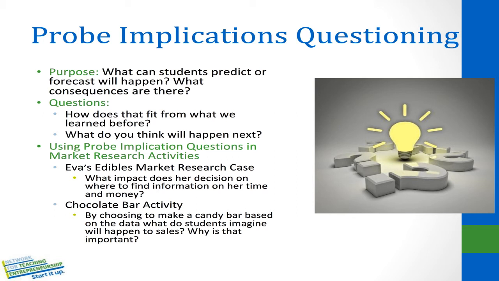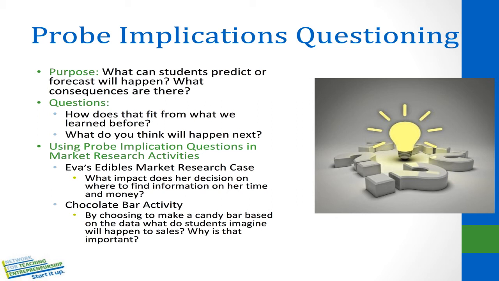Similarly, for the chocolate bar activity, students can consider what the implication will be by choosing to change their chocolate bar. Will it be more expensive to make? Will it be less expensive? Will it increase sales? Why is that important for them to consider?